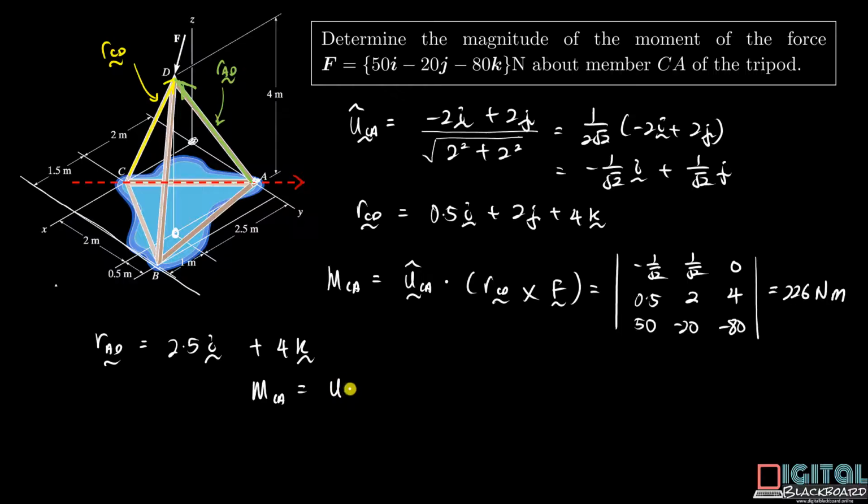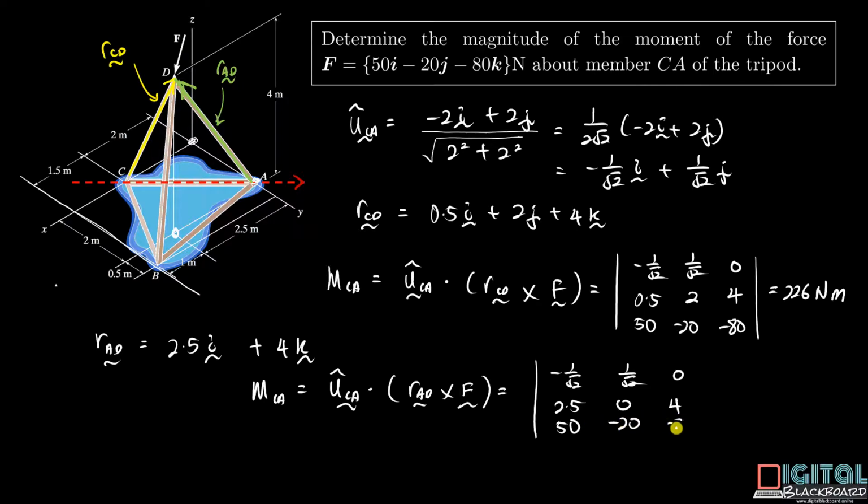MCA is equal to U CA cap dot RAD, this time cross F, is equal to, all the rows remain unchanged except the second row. So this is still minus 1 over square root 2, 1 over square root 2, 0. The second row would be 2.5, 0, 4, and then the third row is the same, 50, minus 20, minus 80. This will still give you 226 Newton meter. Please check your calculator.